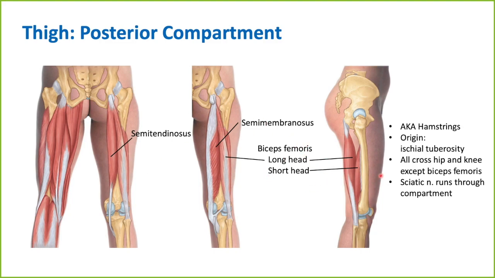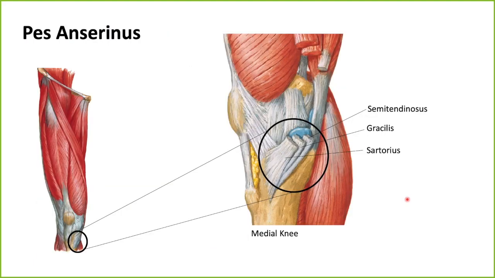And then that short head is going to be innervated by the common fibular division of sciatic. And so this posterior compartment, that's our hamstrings. And the sciatic runs through it all across the hip and knee except biceps femoris.